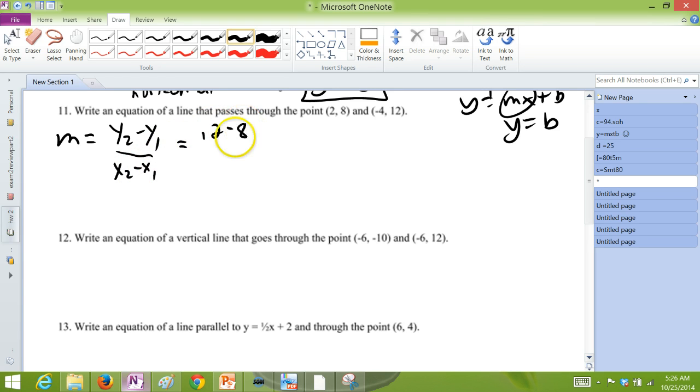12 take away 8 are the two y's subtracted. We want to subtract the x's in the same order: negative 4 take away 2. So the numerator is a 4. Be careful, the denominator is a negative 6. But don't leave it like that. Reduce it to negative 2/3. That's your slope.